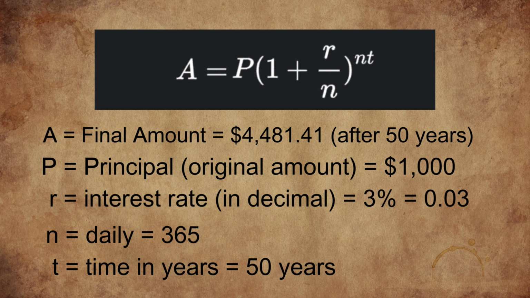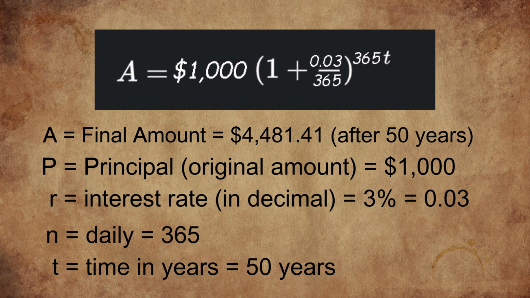If we plug in those numbers, we get that A equals 1,000 parentheses 1 plus 0.03 divided by 365, all of that elevated to 365 times 50. The reason why we have the 1 here is because we are finding the total amount, including the initial amount, not just the interest. The 1 is just going to keep adding that previous full amount plus the interest.